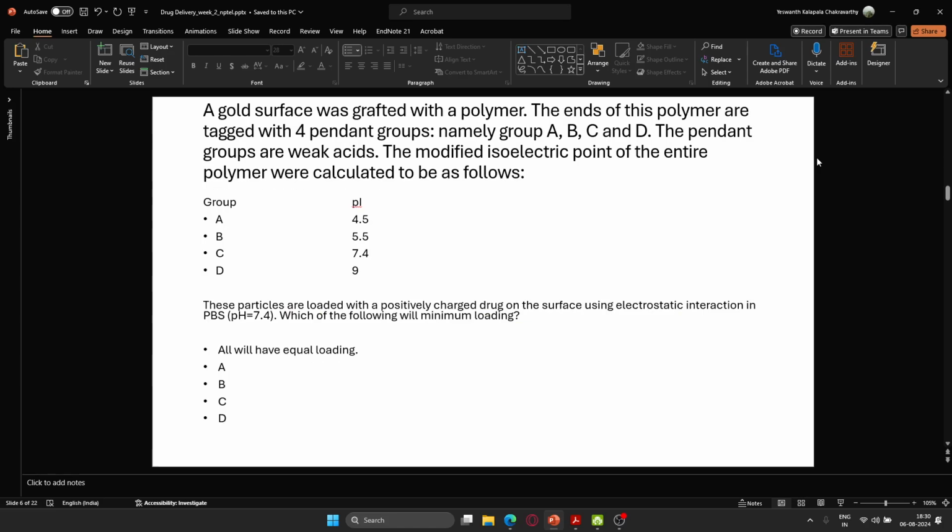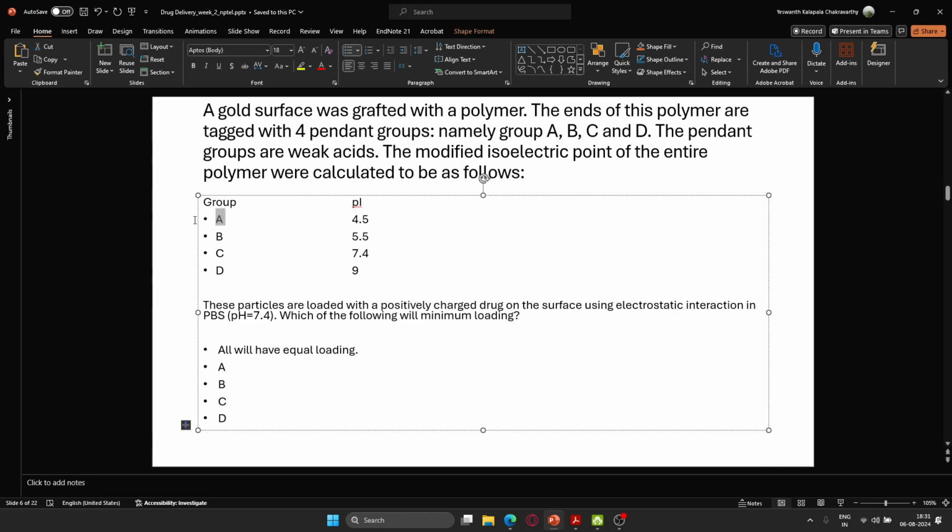Okay. So the next question reads, a gold surface was grafted with a polymer. The ends of this polymer are tagged with four pendant groups, namely group A, B, C, and D. The pendant groups are weak acids. The modified isoelectric point of the entire polymer was calculated to be as follows. For group A, the PI or the isoelectric point was 4.5. For B, it was 5.5. For C, it was 7.4. And for D, it was 9.